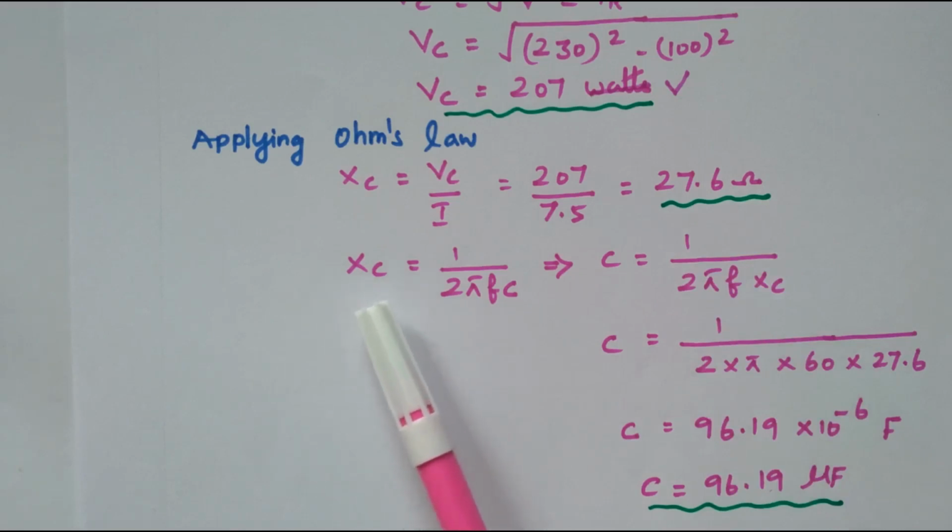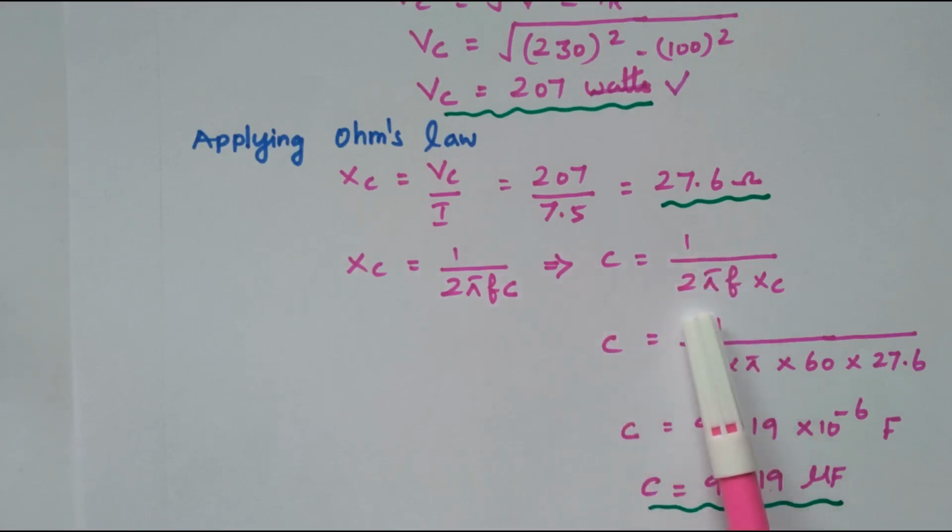For capacitive reactance, one more formula is Xc equal to 1 divided by 2 pi F C. What we need is C, so exchange these two: C equal to 1 divided by 2 pi F into Xc. Now we substitute all the values: 2 into pi into the frequency, 60 Hertz, and the Xc value we calculated, 27.6. By simplifying this, we got 96.19 into 10 to the power minus 6 farad. This 10 to the power minus 6 can be written as micro, so 96.19 microfarad. Now we have calculated the capacitor value.